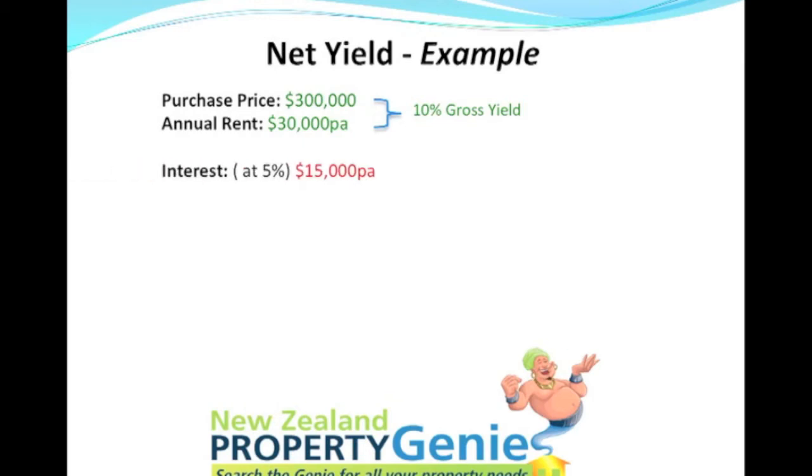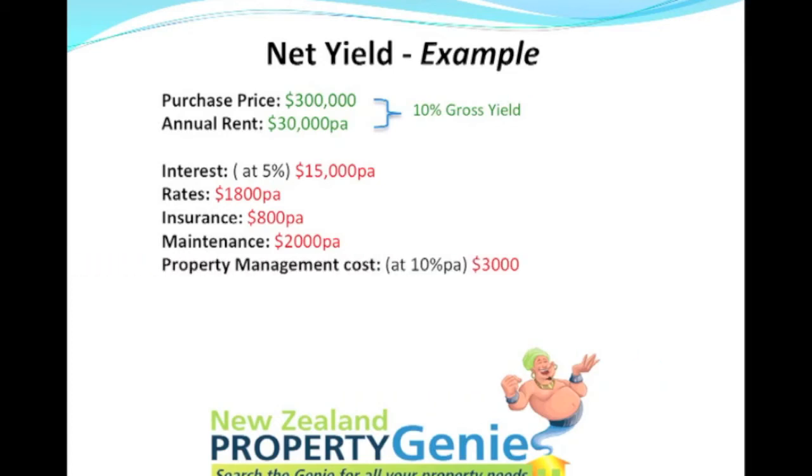We have interest costs at 5%, $15,000. We have rates at $1,800 per annum. We have insurance at $800 per annum. Maintenance, $2,000 per annum. And property management cost at 10%, which is $3,000 per annum. Annual rent of $30,000, 10% of that management cost is $3,000 per annum.